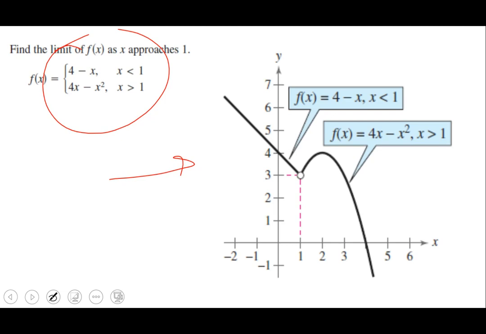And of course, you can see right here that even though the function is undefined at 1, so f of 1 is undefined, you can find the limit from the left-hand side being 3, the limit from the right-hand side being 3, and then of course the full limit, since they're equal, would also be 3.